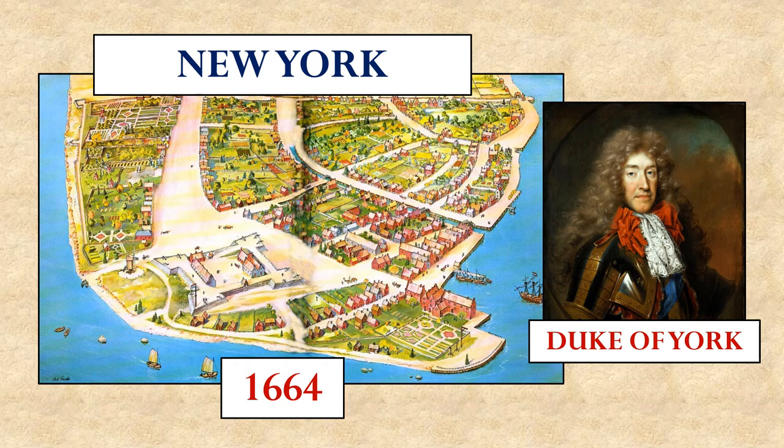In 1664, New Amsterdam was turned over to the English. It was renamed New York after a place in England called York. The person who was given charge of it was a man named the Duke of York. The Duke of York was a brother to Charles II, who was the king, the Catholic king of England at the time. The Duke of York then took charge of this colony in the New World, renamed it. It would eventually become this powerful city of New York City and the powerful state of New York.